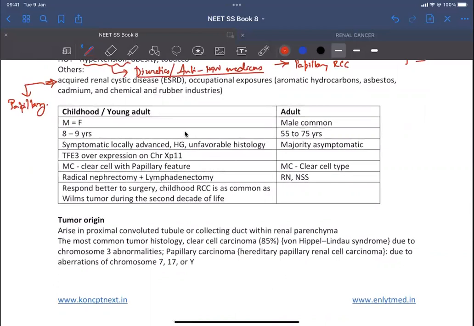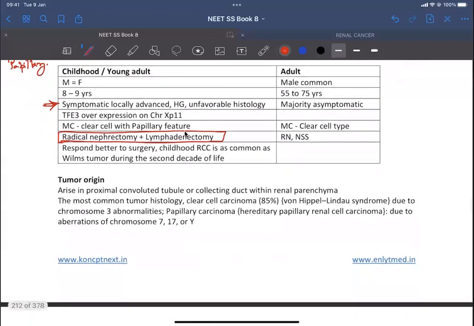Again, RCCs are not very common in childhood, especially in the first decade. They're more prone to get Wilms tumors, but by the second decade, the incidence of RCCs and Wilms tumors are roughly the same. How are tumors in young children different? They present with locally advanced high-grade unfavorable histology, and lymphadenectomy is recommended in young children because it actually improves the prognosis. However, in adults, the role of lymphadenectomy is questionable.